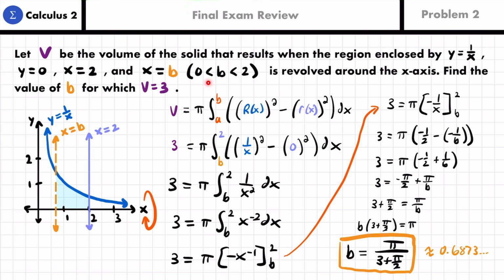Remember that b is between 0 and 2, and that decimal value is between 0 and 2, so it does make sense. There's no issues there, but as an exact value, it's pi divided by 3 plus pi divided by 2. That is the value of x where this line would need to be such that this region revolved around the x-axis would create a solid of revolution with a volume of 3. Okay, so that's it for this problem. Let's move on to the next one.